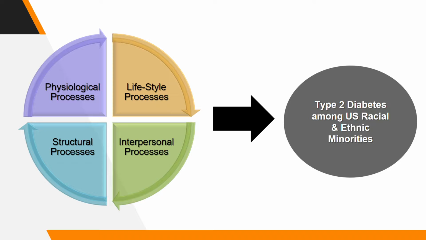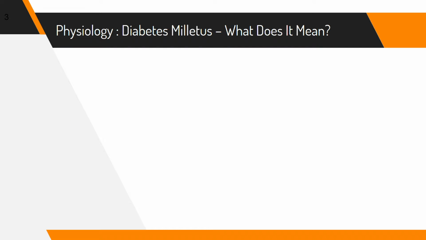Several interacting pathways between physiology, lifestyle, structural, and interpersonal factors have been identified in order to identify this risk among these racial and ethnic minorities in the U.S. Well, let's start by understanding the physiological processes.